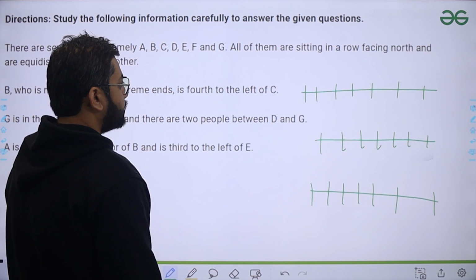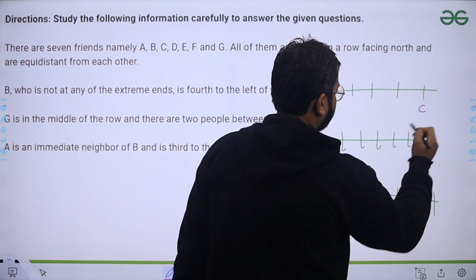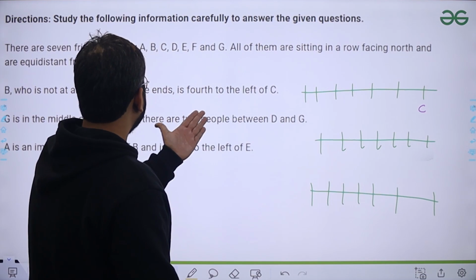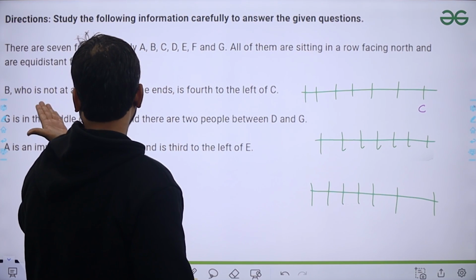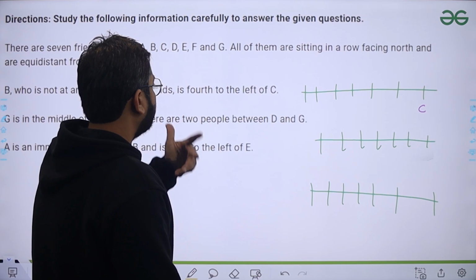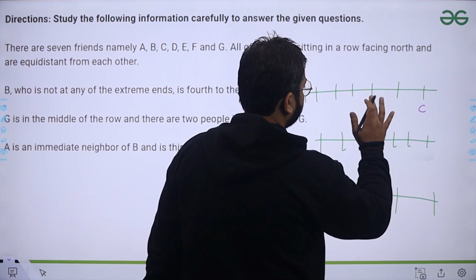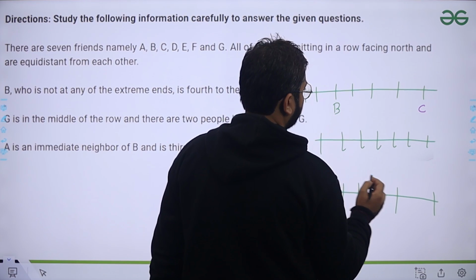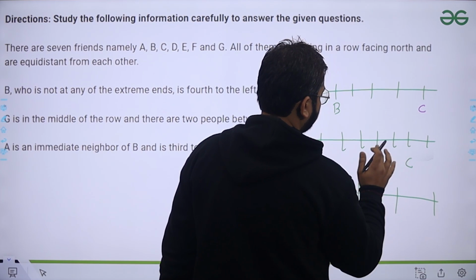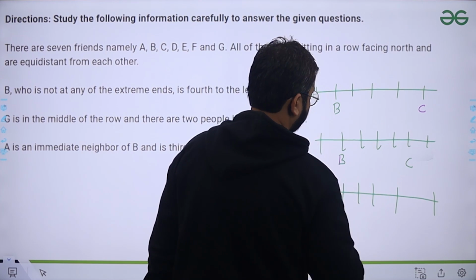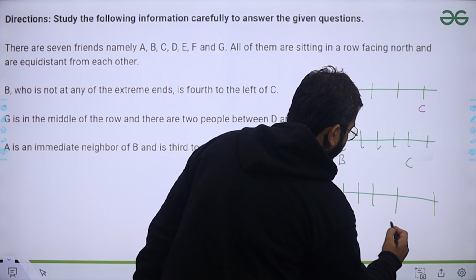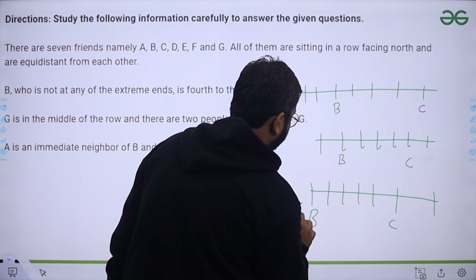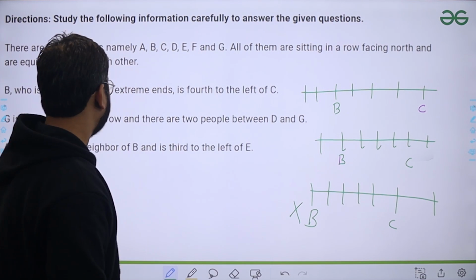So C could be here. Who is fourth to the left end of C? B, who is not sitting at the extreme end. It means 1 2 3 4. B could be here, and the position of C could be 1 2 3 4. We cannot place C here, because then B would come at the extreme end, so our option would be wrong.